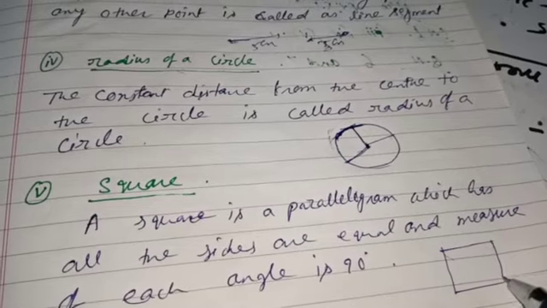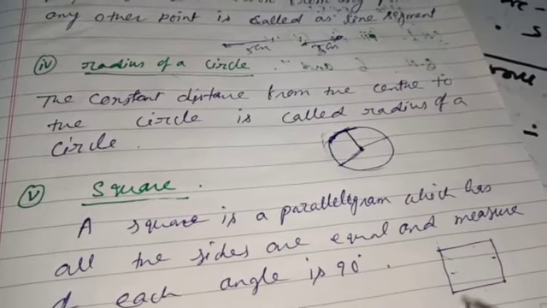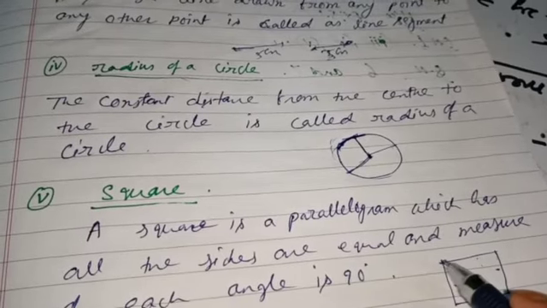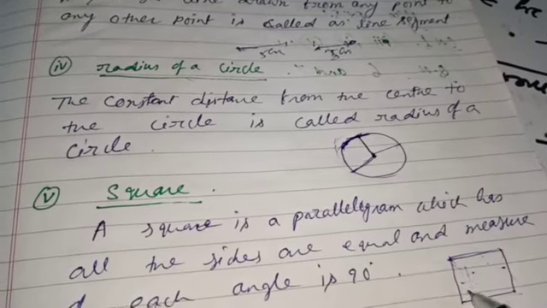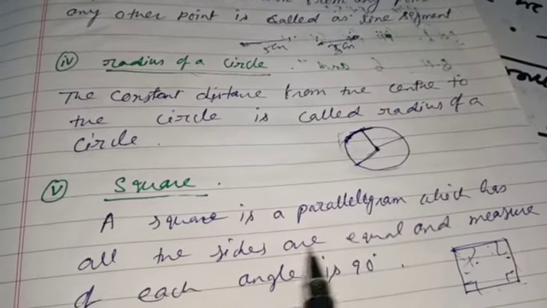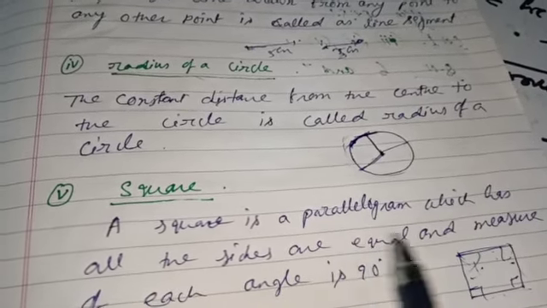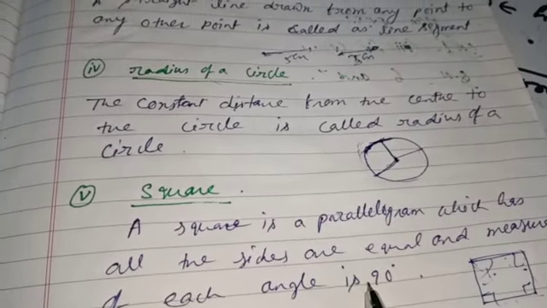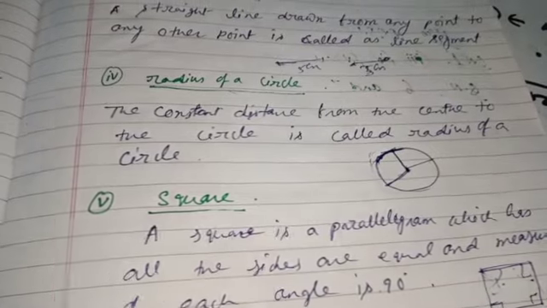In a parallelogram, opposite sides are equal and parallel. But in a square, it is also a parallelogram, but all the sides are equal, and the measure of each angle is 90. A square is a parallelogram which has all sides equal, and the measure of each angle is 90. Clear? All the definitions? Okay, next.